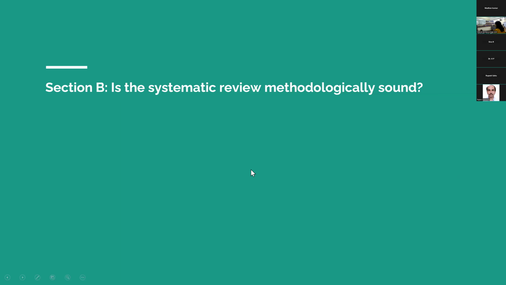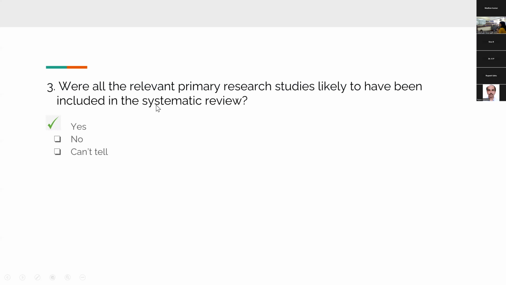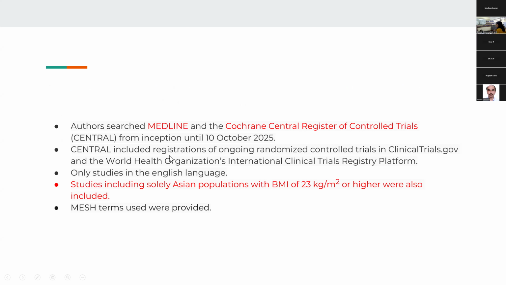Next we are looking at section B, is it methodologically sound? Were all the relevant primary research studies likely to have been included? Yes, they had a thorough search strategy. They searched Medline and Central and looked at all trials from inception until 10th October 2025. They also looked at ongoing trials from the WHO Clinical Trials Registry Program and clinicaltrials.gov. They included only trials in the English language, and they included solely Asian populations also with a lower BMI cutoff than what they had pre-specified. They also have a table in the appendix with the MeSH terms that they used.